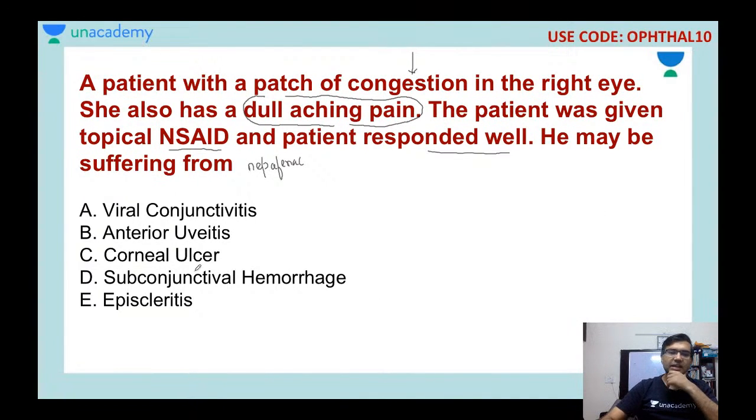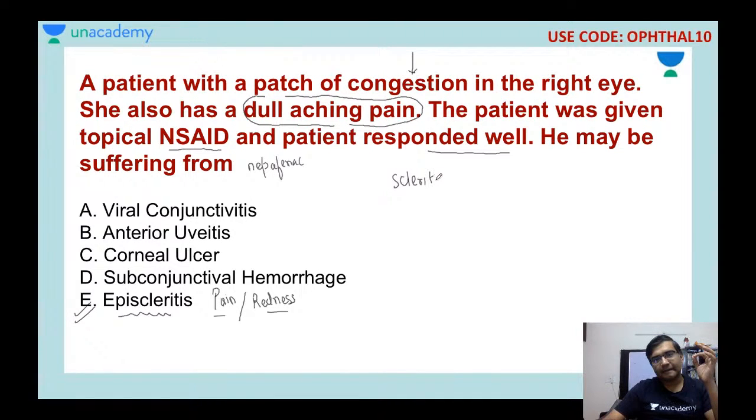So very good, Dr. Priya. The answer here is episcleritis. So see, when pain comes with redness and there is a diffuse patch, then what can basically happen here is either episcleritis, scleritis, or uveitis. Okay, then yes, definitely ulcer can also be an option here. Let's see all the options one by one.